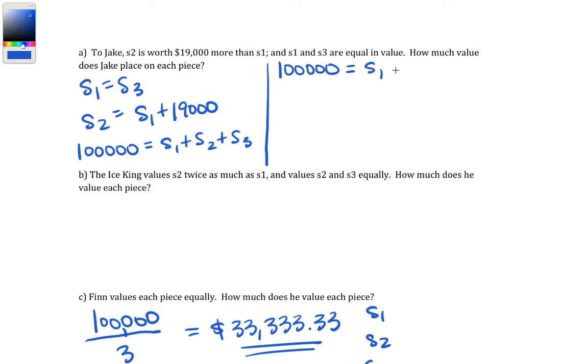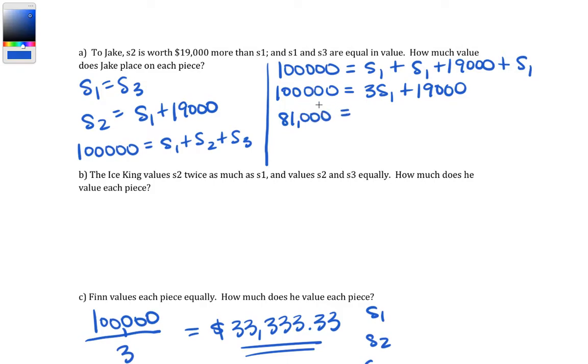So we've got S1, and S2 we know is the same as S1 plus 19,000 extra. And then S3, well, we know that's the same as S1. So now we have 100,000. Well, we've got 1, 2, 3 of whatever that S1 is worth, plus this extra 19,000. So we're going to subtract 19,000 from both sides. And when we subtract it from 100,000, that leaves us with 81,000. And then 3 times the value of S1 is 81,000. So we divide that by 3.